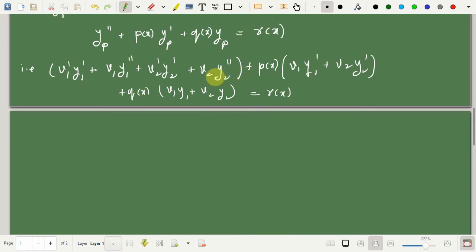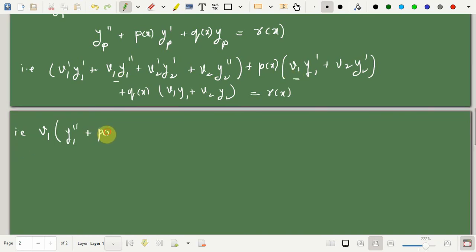From here you can remove v2, and taking this v2 common, just check the coefficient of v2: you have y2 double prime, p of x into y2 prime, and q of x into y2. First I will collect those terms, so I'll take v1 common, and inside v1 we have y1 double prime plus the second term, p of x into y1 prime, and from the last term, q of x into y1.